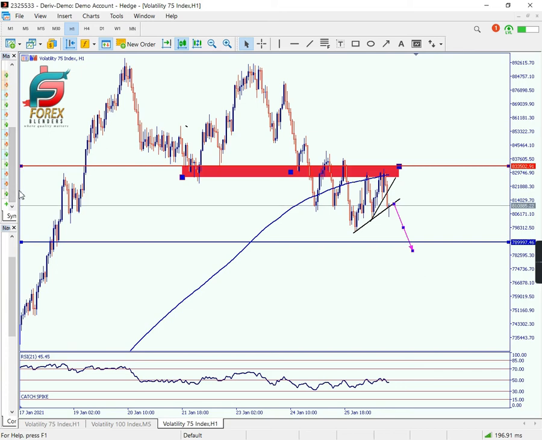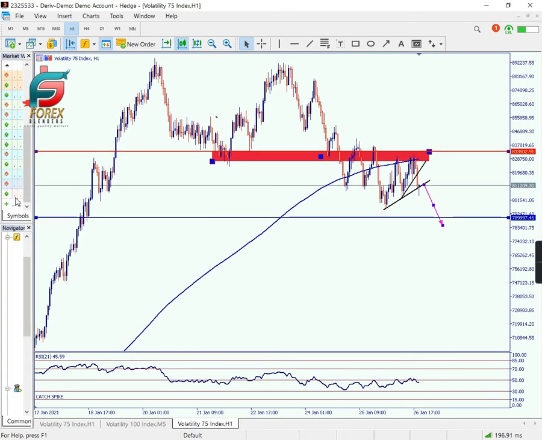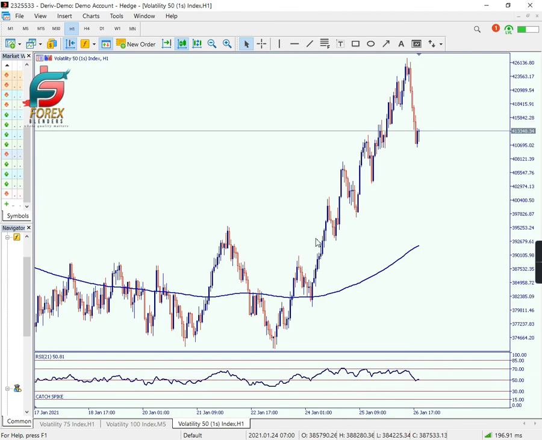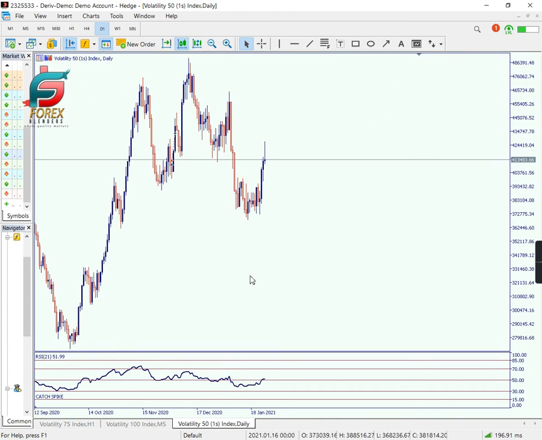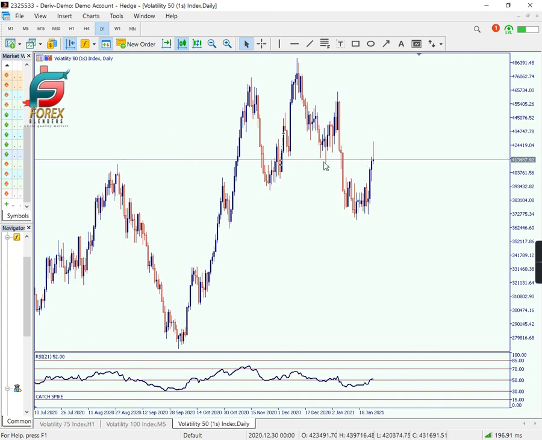Another quick recap of how I took the volatility 50 signal. So for the volatility 50 signal, if you are a very good trader, you need to analyze also on a higher time frame. So I went to a higher time frame and I saw the market was at this level of support.